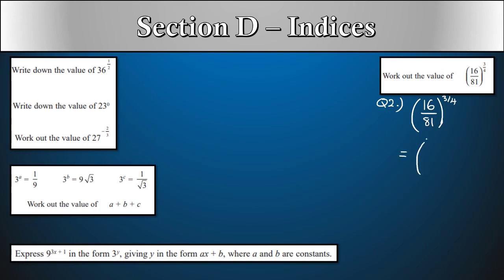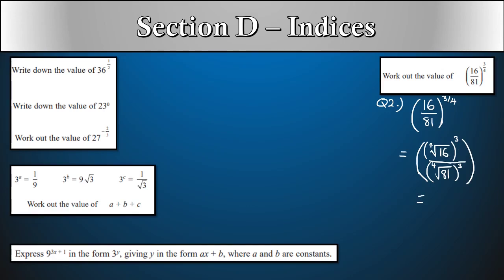So what will this look like? This will be the 4th root of 16, and we divide that by the 4th root of 81. And then we're going to raise both of these to our numerator, which is 3. So we're going to cube each of these. Okay, so there's a lot of brackets. It looks a little messy. Just take it step by step first.